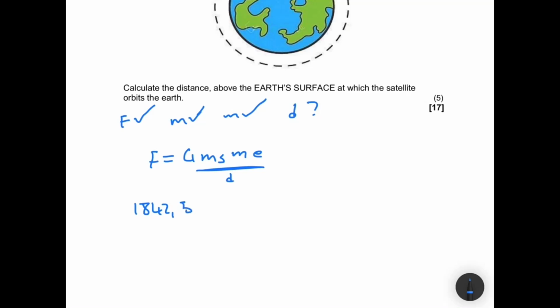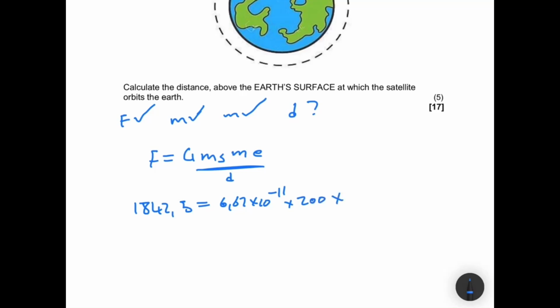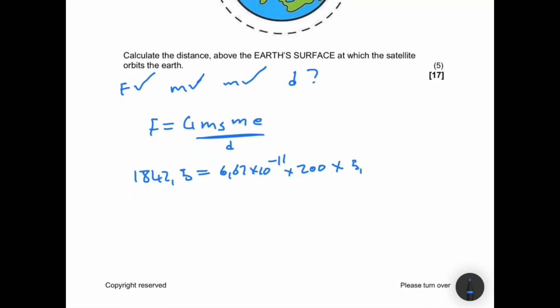So we have 1842.5 being equal to that capital letter G, right? Which is a constant. It's 6.67 times 10 to the minus 11. So now the mass of the satellite is said to be 200 kg. And then the mass of the Earth, right? 5.98 times 10 to the 24, divided by the distance between them, right? So we have distance squared, right? So now we're solving for the distance squared.